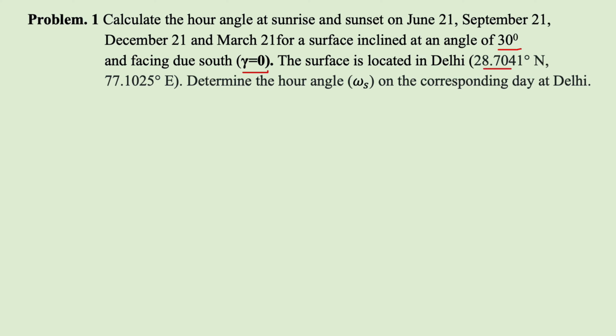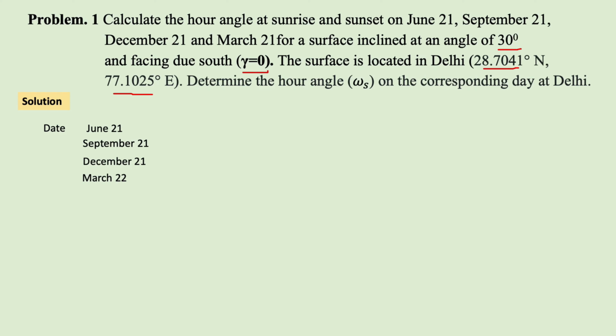So latitude is 28.704 degrees north and longitude is 77.1025 degrees east. Determine the R angle on the corresponding days at Delhi. It means at this location, we have to calculate the R angle for June 21, September 21, December 21 and March 21. Now how to solve it? First we have to list the dates: June 21, September 21, December 21 and March 22. These are the particular dates for which we have to calculate the R angle.